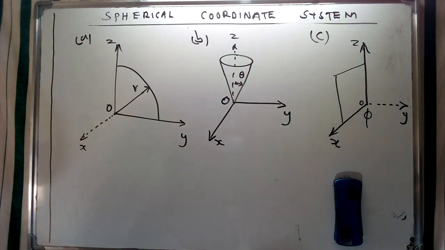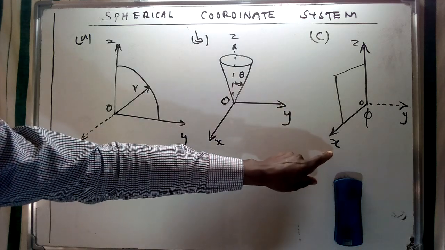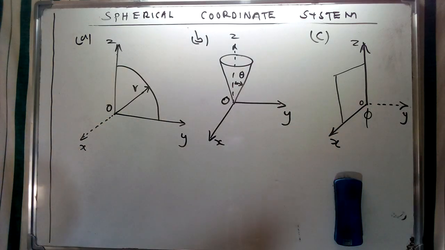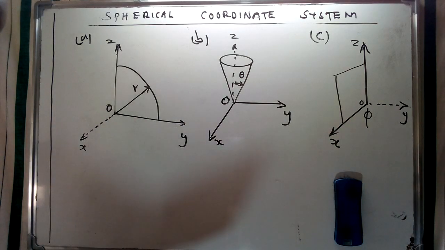The third surface that is going to assist us in defining the spherical coordinate system is this half plane, which is going to be perpendicular to the xy plane. It's going to form angle phi that is located at this specific point as I've given.